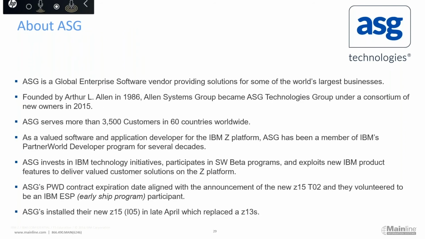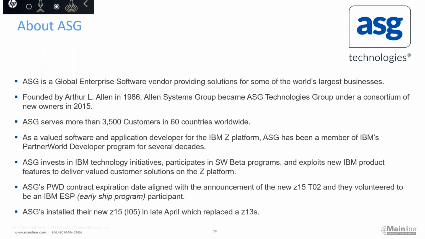So we're good. I will start by telling you a little about ASG. Most of you are probably familiar with ASG. They are an independent software vendor providing solutions across the globe to some of the largest companies and institutions. ASG was founded by Arthur Allen in 1986 and grew very rapidly. As of 2015, Arthur released the company to a consortium of new owners, and it has now become ASG Technologies Group.